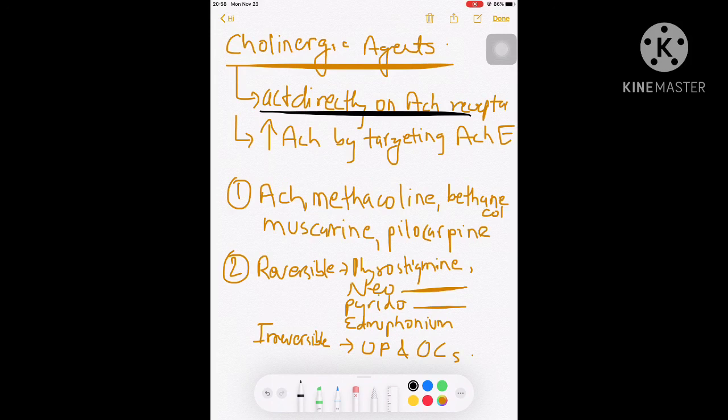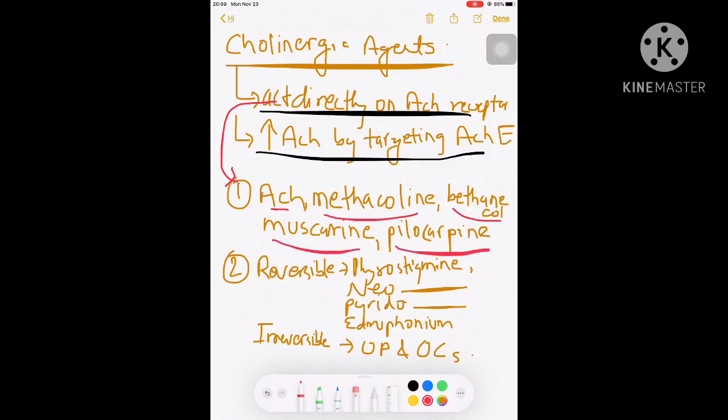And two, those that act by increasing acetylcholine by targeting the acetylcholinesterase enzyme. Number one, these are first of all acetylcholine itself, methacholine, bethanechol, muscarine, and pilocarpine. We're just doing classifications right now, and later on at the last part of the video we'll discuss something about these drugs.